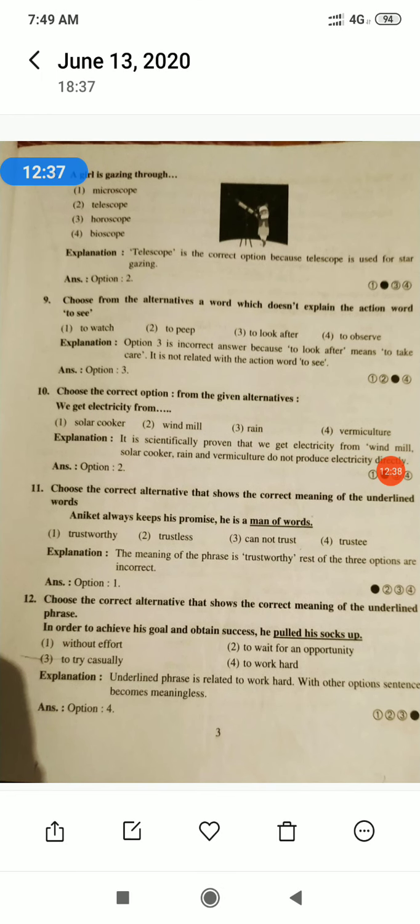Last one: choose the correct alternative that shows the correct meaning of the underlined phrase. In order to achieve his goal and obtain success, he pulled his socks off. Options: without effort, to wait for an opportunity, to try casually, to work hard. The fourth option is correct, that is to work hard, because the underlined phrase is related to working hard.